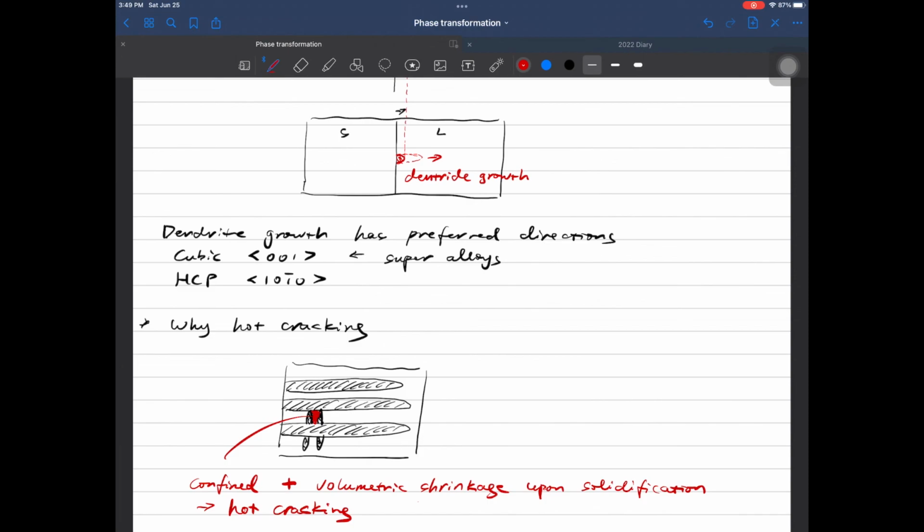In this video, we looked at growth, especially continuous growth, lateral growth, as well as dendrite formation and dendrite formation's impact on hot cracking. Everything is centered around pure metals. In the next video, we'll look at the growth mechanism of alloys.